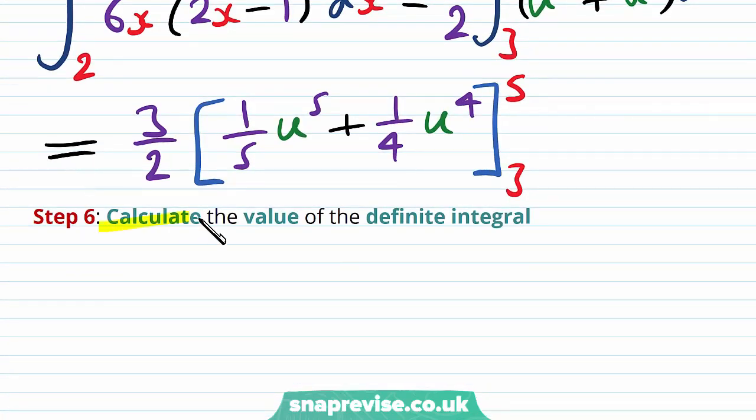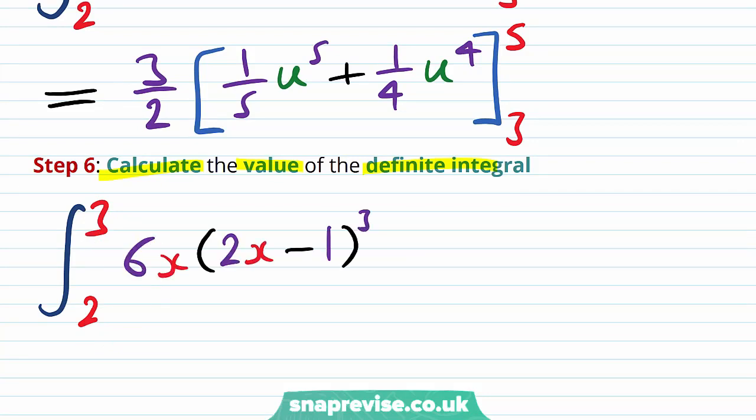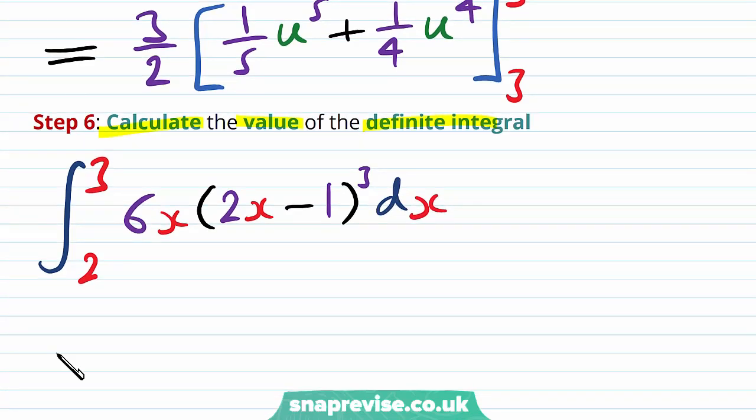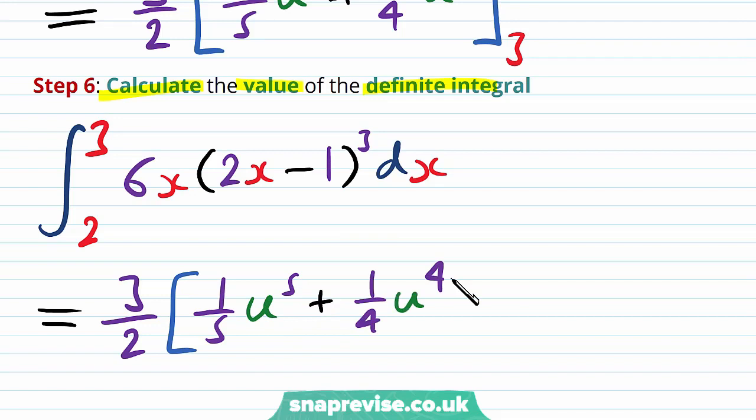Our last step is to calculate the value of the definite integral. So again, this is the integral between 2 and 3 of 6x multiplied by (2x minus 1) all cubed, and then dx. And we've reduced it to substituting in these values based on these square brackets. And so we get, of course, 3/2 multiplied by these square brackets, and we have our 1/5 u to the power of 5 plus our 1/4 u to the power of 4 with our limits of 3 and 5.